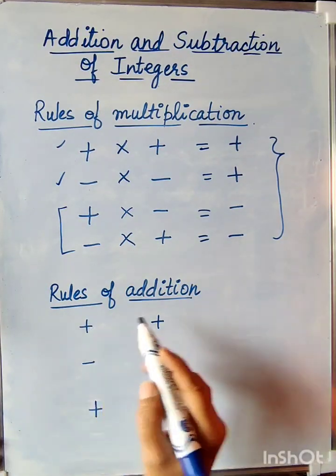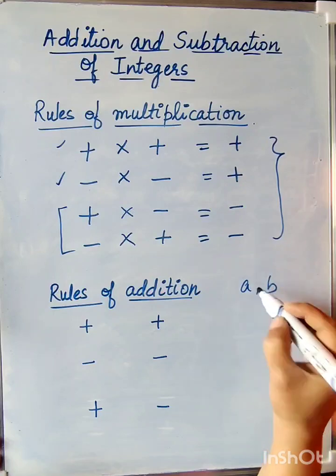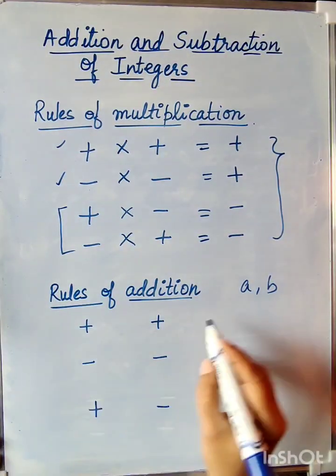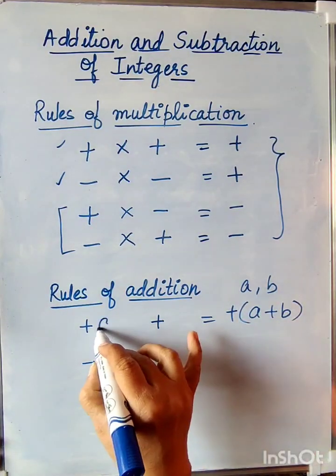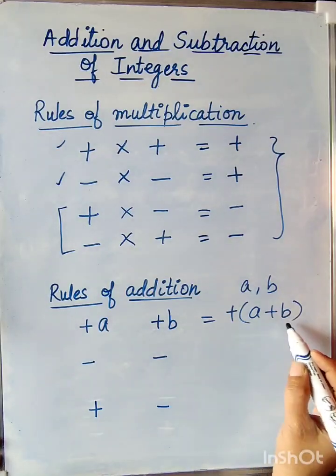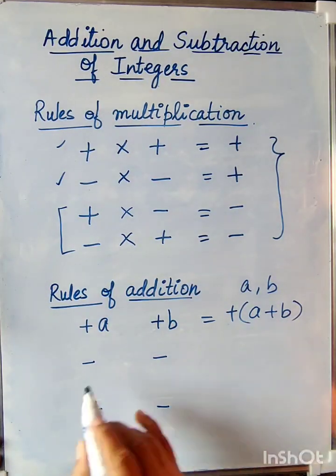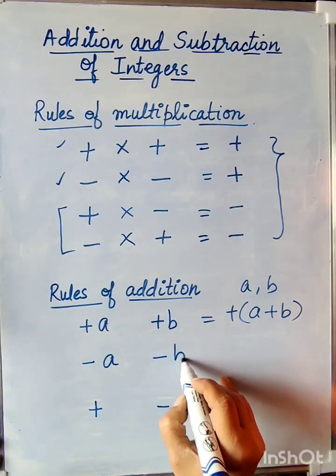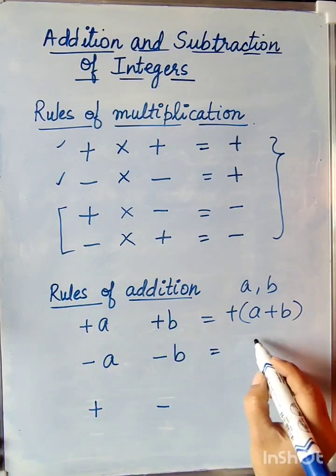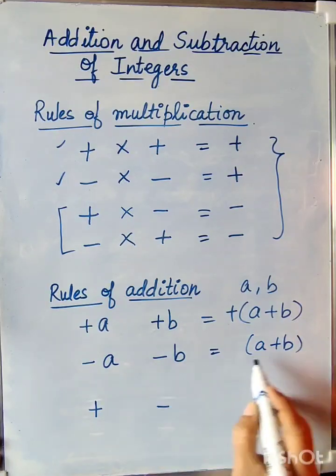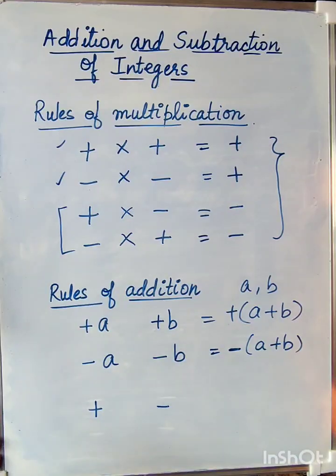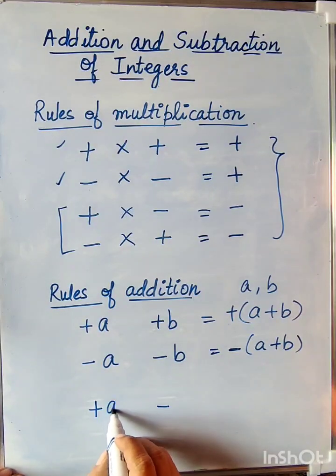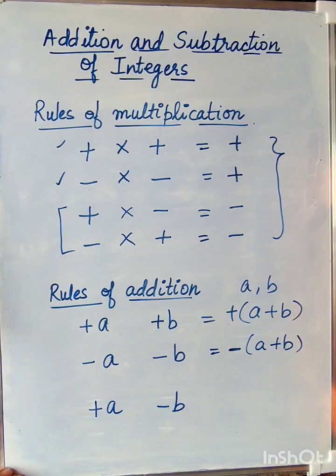Now when we come to the rules of addition, while adding 2 integers a and b, suppose both are positive numbers. So you will get the sum as a plus b with a positive sign. That means plus a plus b. If you are adding, you will get the sum with a positive sign. Similarly, on adding a negative integer to a negative integer, again the result will be a plus b. You will add the numbers, but the sign for the sum will be negative because both are in the negative sign.